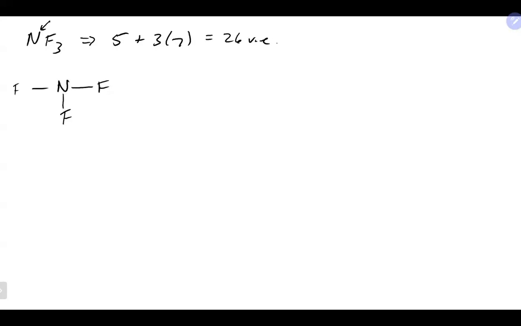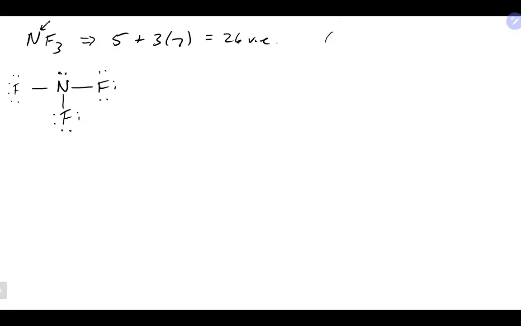Each line represents 2 electrons. So that's 2, 4, 6. That then gives us 8, 10, 12 to put on the outside, 14, 16, 18, 20, 22, and 24. At this point, we filled up all the outside ones. We still have 2 to go. That would then go in the center as a double dot. At this point, everybody has 8 valence electrons around them. We've distributed all 26 electrons, and that's the proper way to do it.